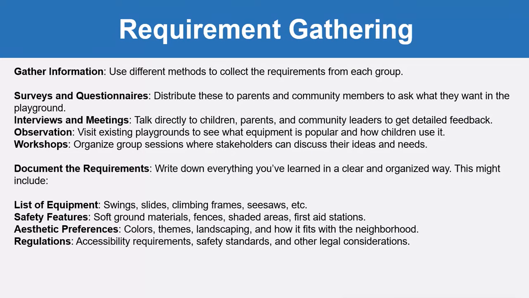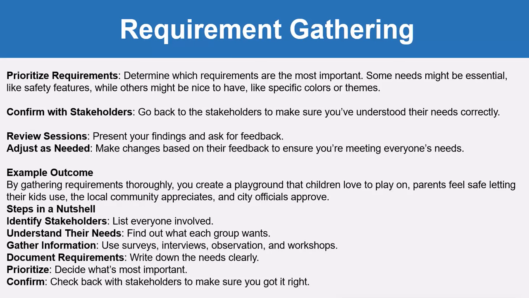Then document the requirements, which means write down everything you have learned in a clear and organized way. This might include a list of equipment, for example swings, slides, climbing frames, seesaw, etc. Safety features like soft ground materials, fences, shaded areas, first aid stations. Aesthetic preferences like colors, themes, landscaping and how it fits with the neighborhood. Then regulations mean accessibility requirements, safety standards and other legal considerations, and legal considerations should be properly documented and understood.